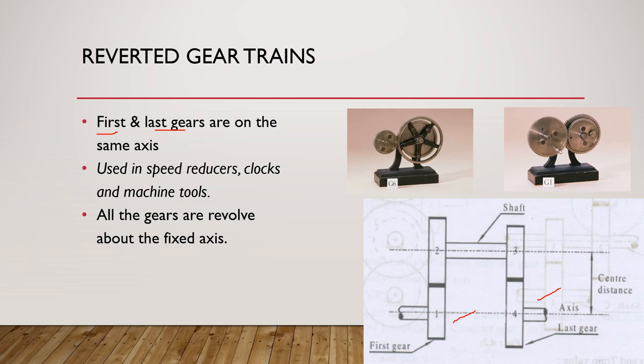So they are mainly used in speed reducers, clocks, machines. All gears revolve in a fixed axis. There is no change in the fixed axis. The train value and velocity ratio will remain the same as that of the compound gear train. There is no change. So the derivation remains the same for both cases.